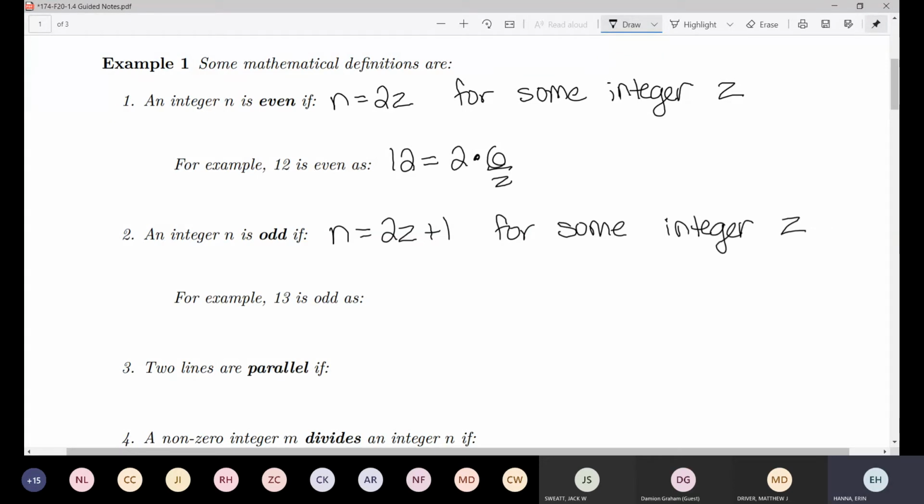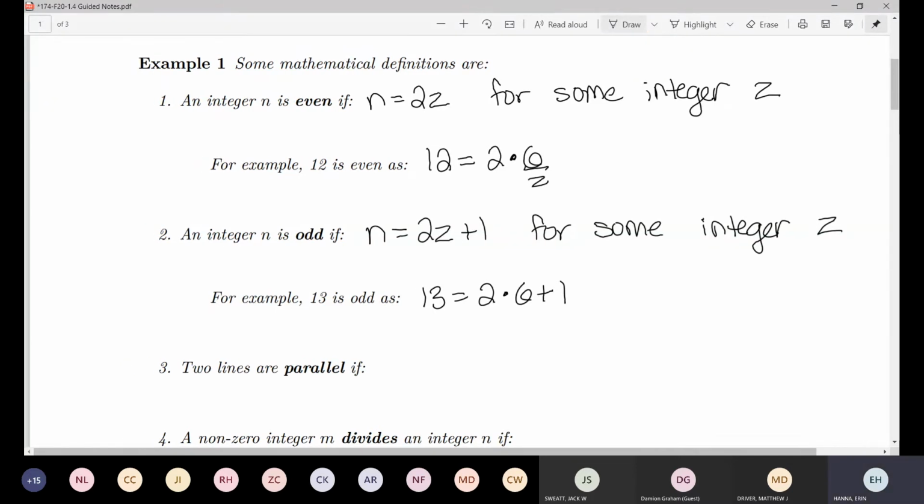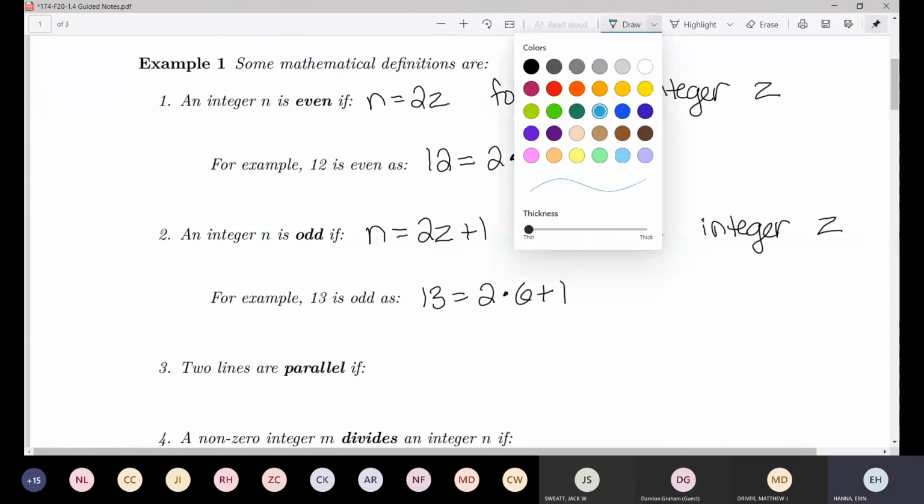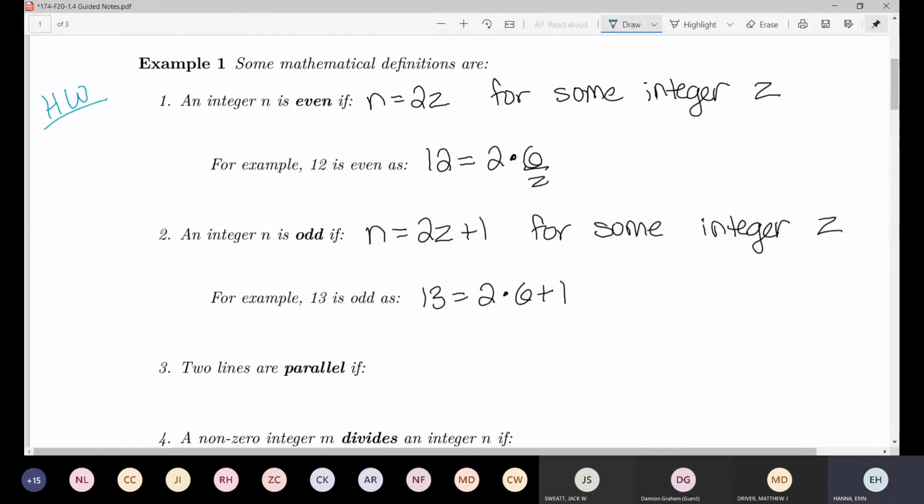So for example, 13 can be proven to be odd because 13 equals 2 times 6 plus 1. In your homework, some of them will say something like, show, I don't know the exact wording, but like show 2n plus 15 is odd. And it essentially sets it up like this, and it leaves you to fill in this box here.